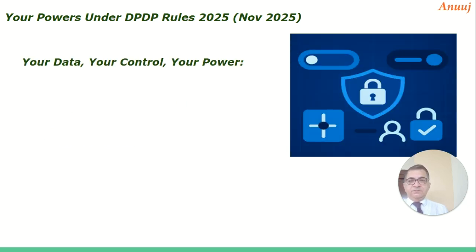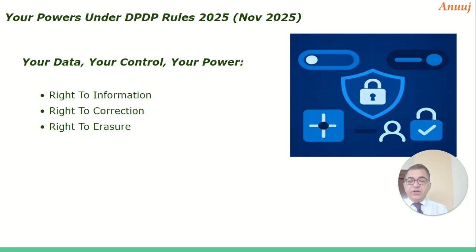So once again, what are the defined rights? You control your own data. You have the power to control your data. You have a right to information. You can ask what information you have and how it is getting processed. You have a right to correction. You can get that information corrected. You have a right to erasure.